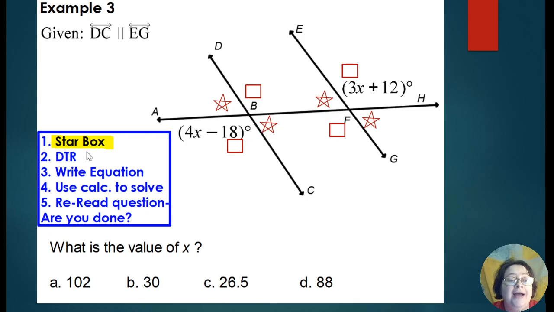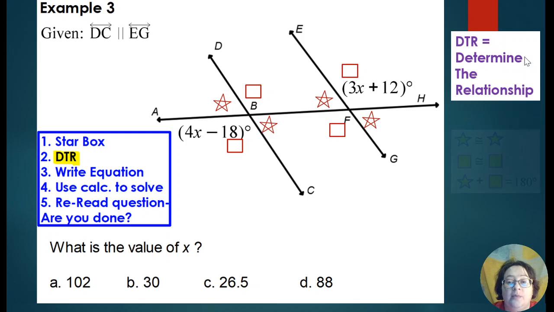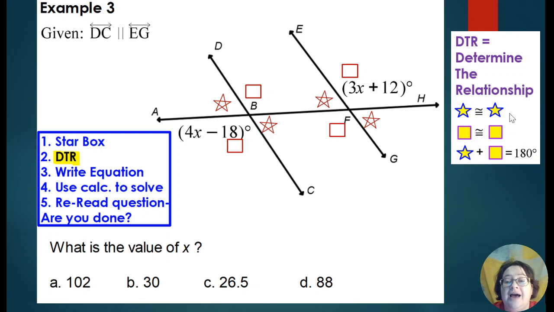Now, where I have DTR here, DTR stands for determine the relationship, which means I want to see out of these, which one do I have? Do I have two stars? Do I have two boxes? Do they add up to 180? So determine the relationship means we decide, are they the same? Star equals star or box equals box? Or do they add to 180? Star plus box equals 180. If I look here, I have a box and a box. So the only one of these I can use is box equals box. So that's determining the relationship.